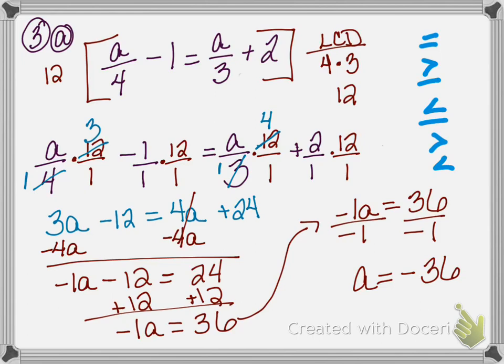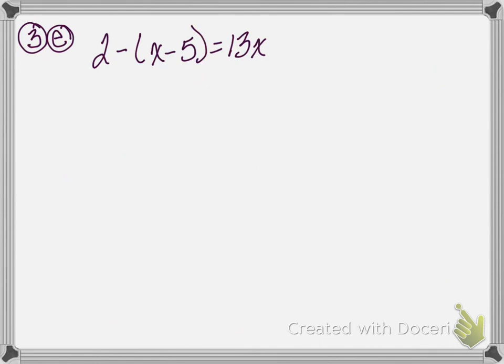Okay, let's move on. Here, this is E on your final exam review. I have 2 minus x minus 5. Okay, so I am subtracting something in parentheses. So I hope that you're thinking, ooh, I got to do something with that. I hope that's kind of a red flag, that there's something you've got to do with this negative right here. Okay, so I have 2 minus the quantity x minus 5 equals 13x. So I have got to distribute this negative before I do anything else.